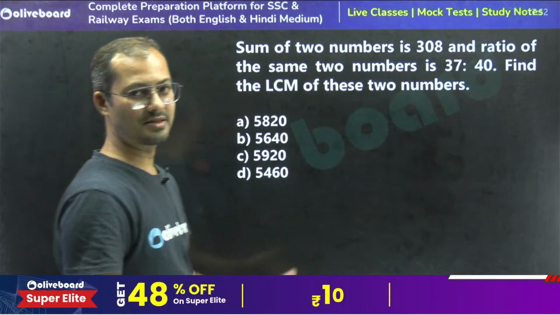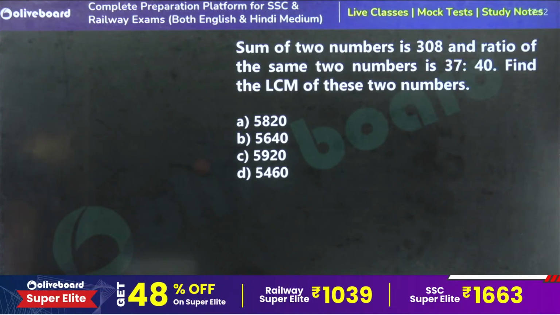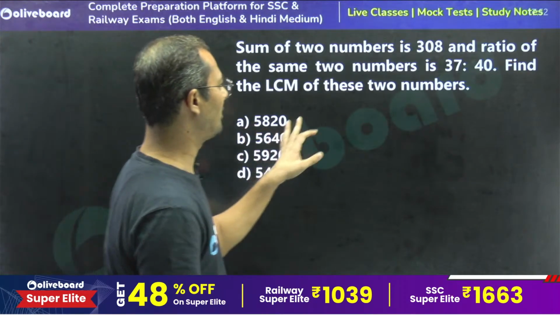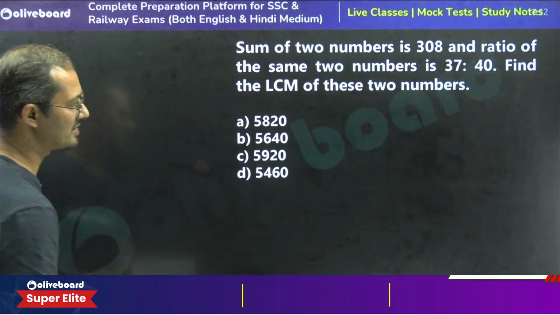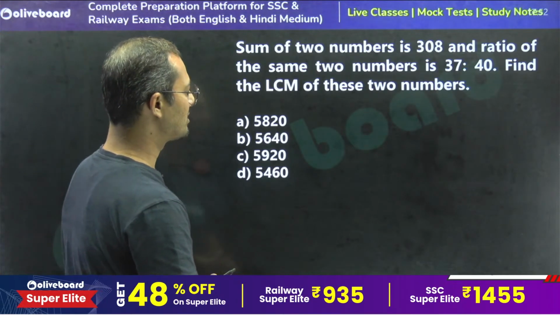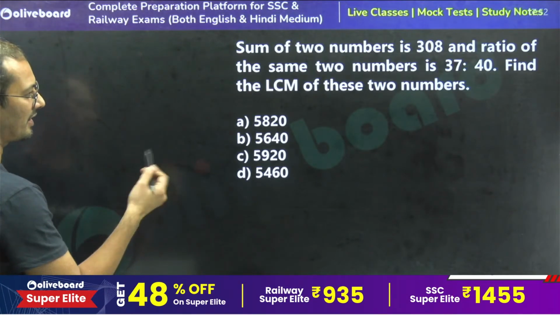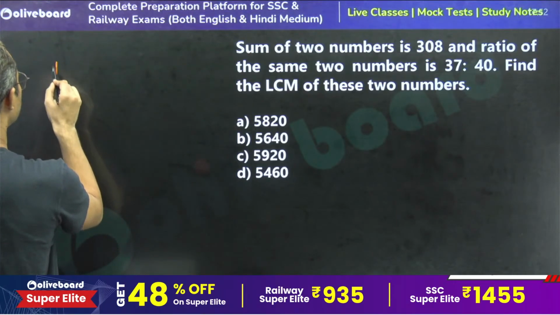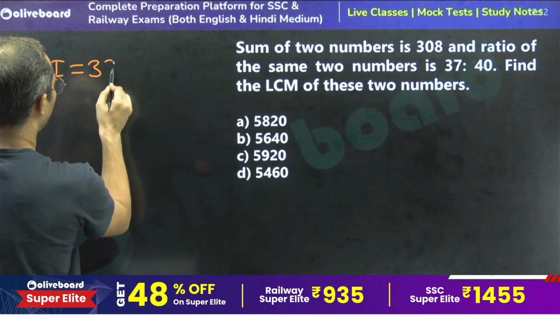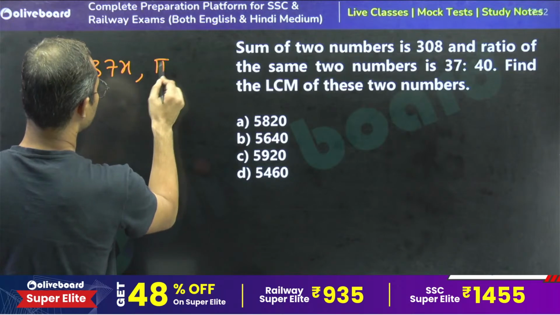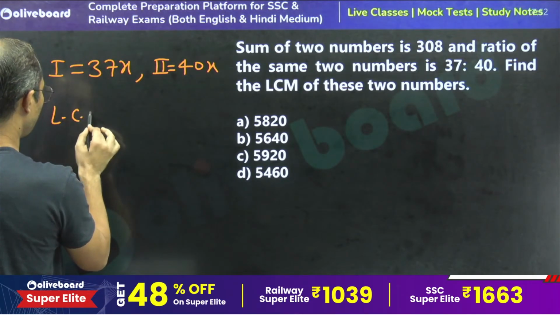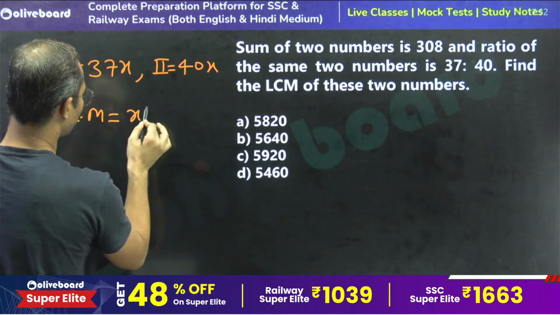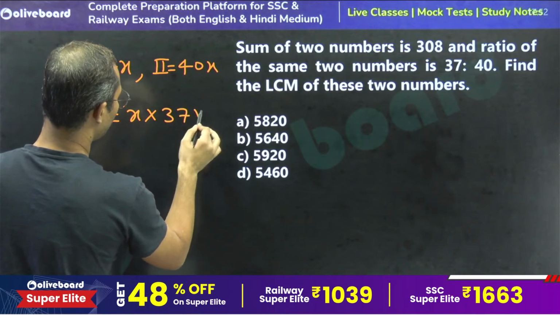Now tell me what is the answer for this question. See, the sum of the two numbers is 308 and the ratio of the same two numbers is 37:40. So we can say that if we have the ratio, the first number can be 37x and the second number is going to be 40x, right? So the LCM would be equal to x into 37 into 40.